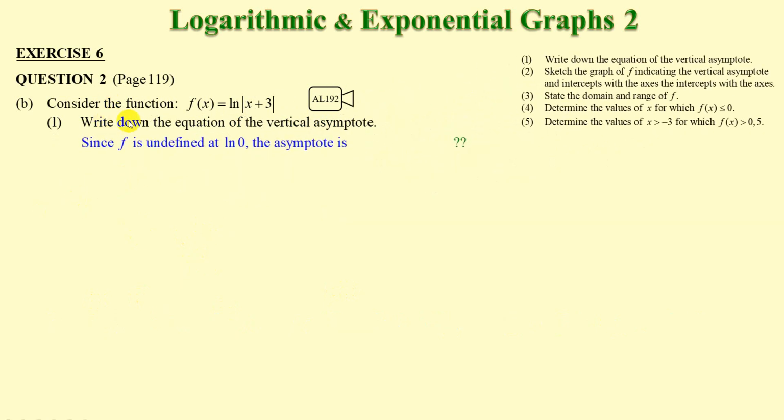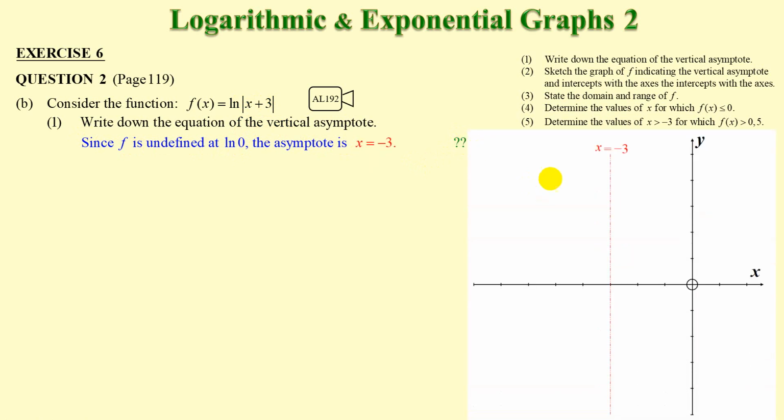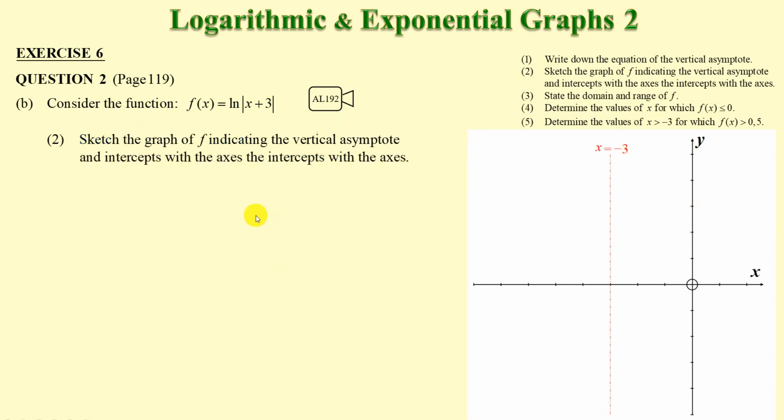Having a look at the first part here. Since undefined at 0, the asymptote is what? So you need to decide what makes that ln of 0. x equals minus 3. So there we are. There's our graph. x equals minus 3. There's our asymptote. Right, so sketch the graph. So we have to indicate the vertical asymptote. We have it. And we have to find the intercepts with the axes.